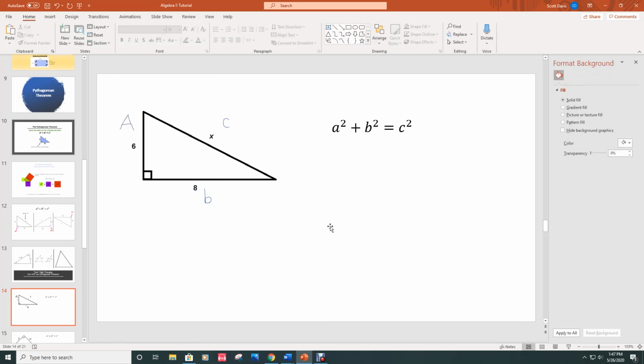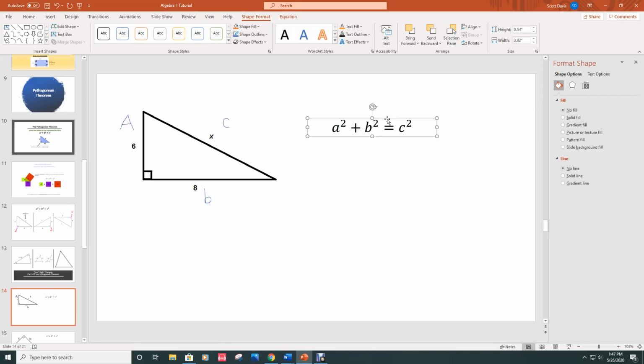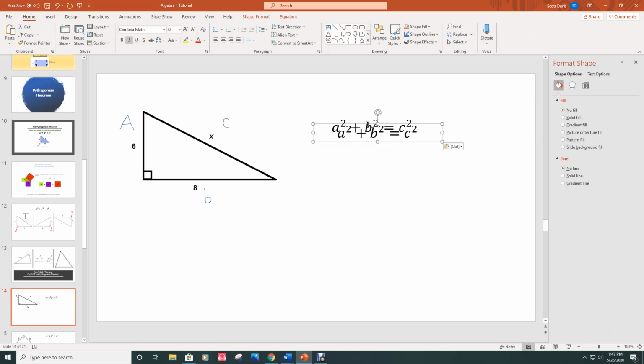All right, so I've labeled my sides here. I've got A, B, C. I've got my hypotenuse labeled. So now that I've labeled them, I can start plugging in what I know. So let's get this formula copied here. Now, like I said before, keep on writing it. You begin your problem by writing down your formula and then fill in the first thing that you know.